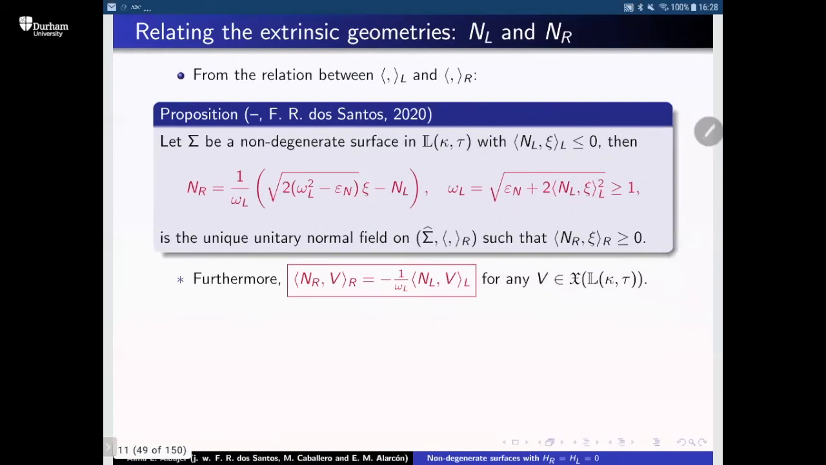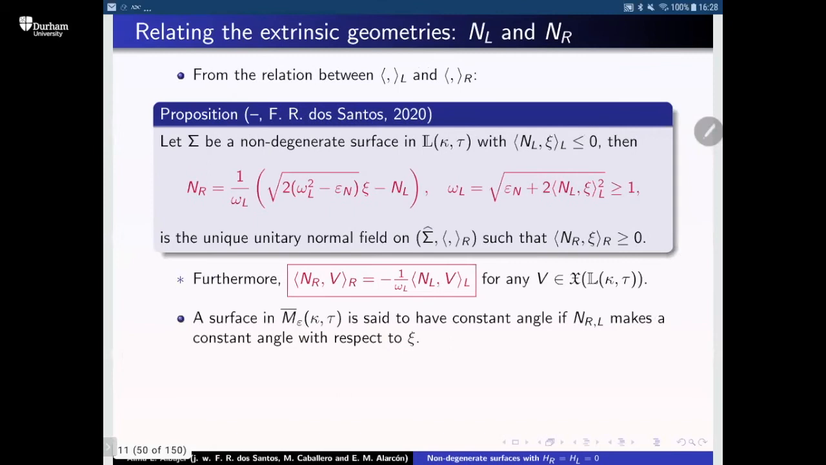Well, from this relation between the normal vector fields, we can take products with any vector field V. And so if we take the product of NR with respect to the metric R and the product of NL with respect to the metric L, we have this equality. They are the same up to a function that we have control over in some way.